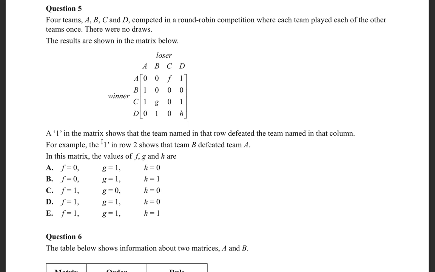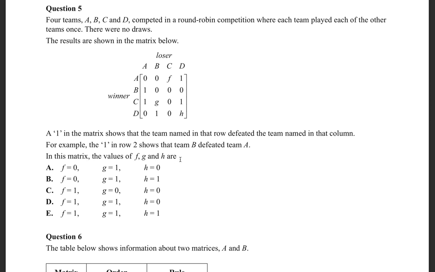It explains what the 1 means, which we know, and it's the rows. So a 1 in row 2 shows that Team B defeated Team A. So that's this one here. Team B defeated Team A. So what I'd suggest you do is pause this video and complete this question and then come back to see the result. So what we're after here is the values of F, G, and H.